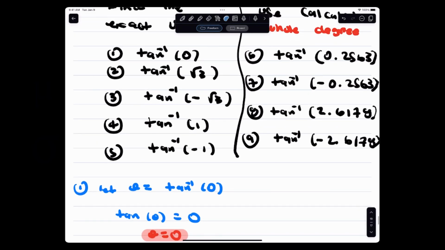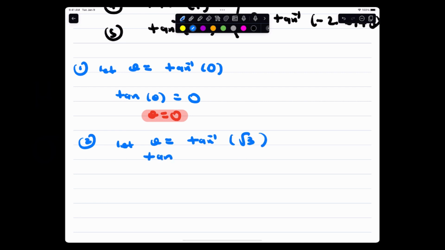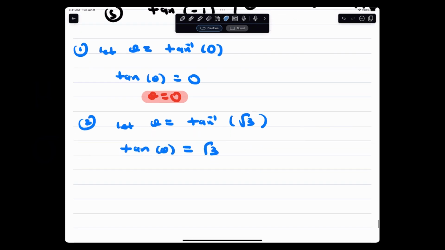All righty. What about number 2? Square root of 3, inverse tangent. Good. Okay. All right. Number 2, we say let theta equal inverse tangent of the square root of 3. Then what does that mean? Tangent theta equals square root of 3. Okay, you guys okay with that? So far, so good?